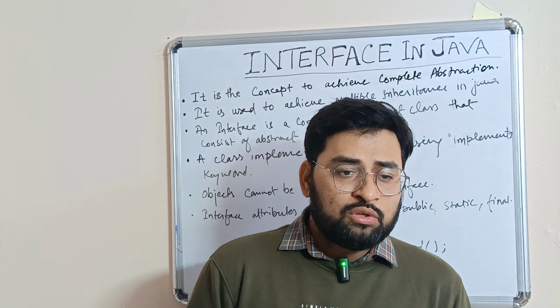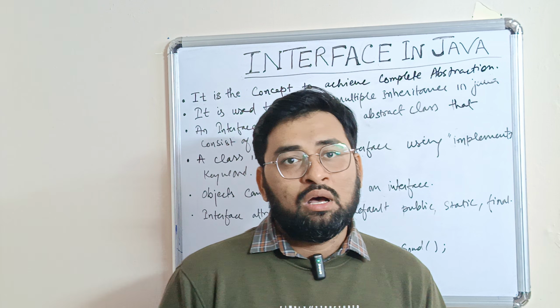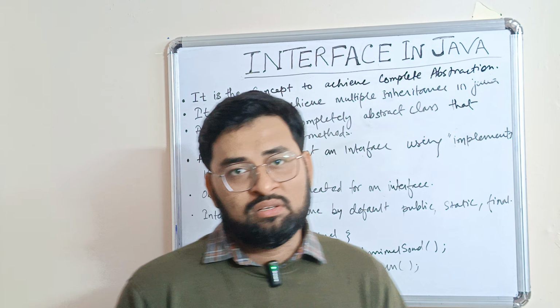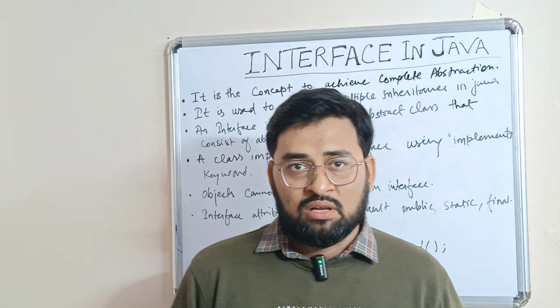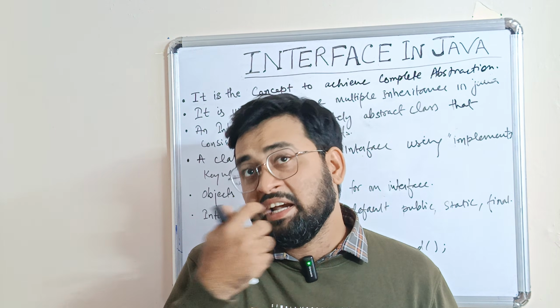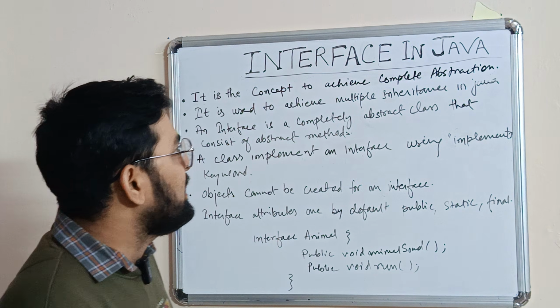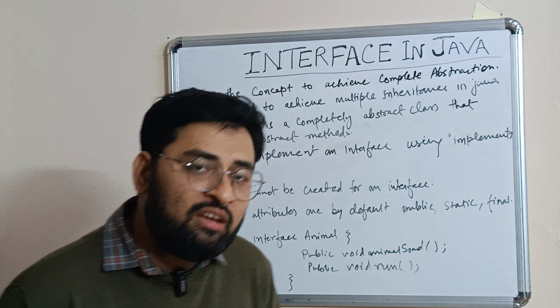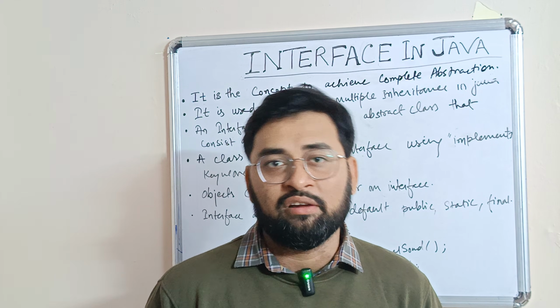To make Java completely abstract, like data hiding, the data should be completely hidden to achieve security. That's the reason behind the interface.